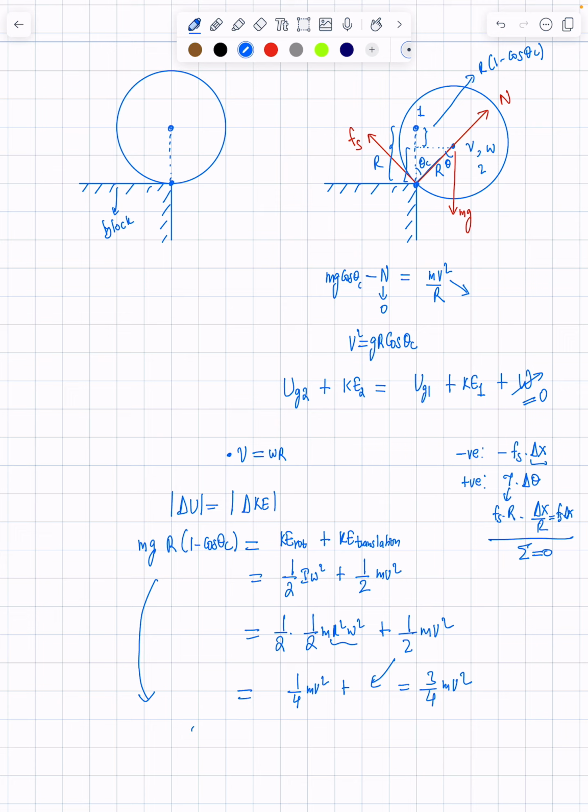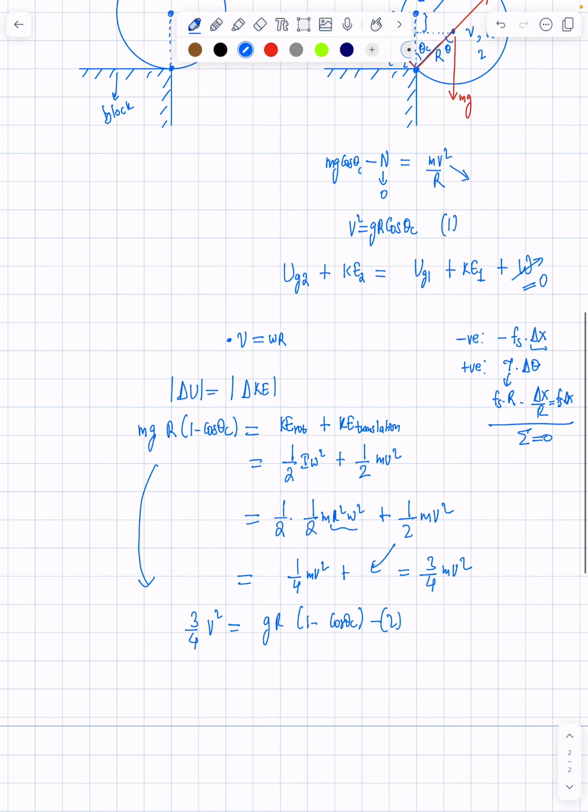So 3 over 4 v square is equal to gr, 1 minus cos theta c. So we got the second equation, and the first equation was here. So we can substitute gr cos theta for v square, and if you simplify this, basically you'll get 3 over 4 times 1 minus cos.